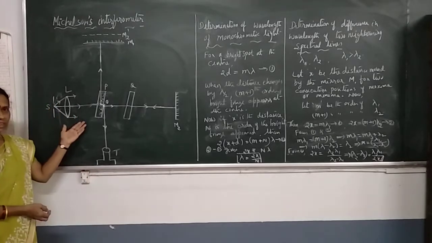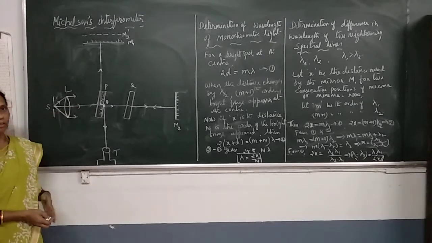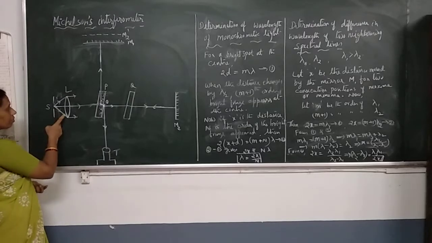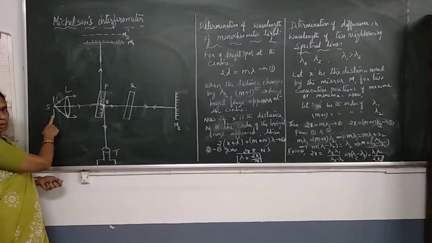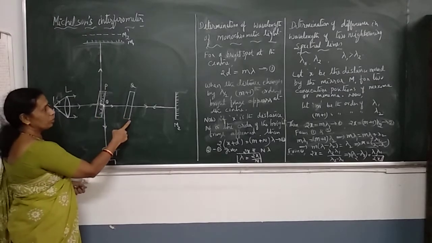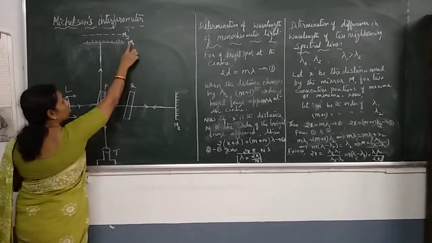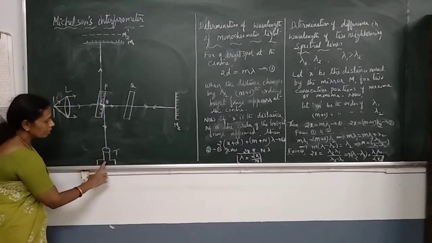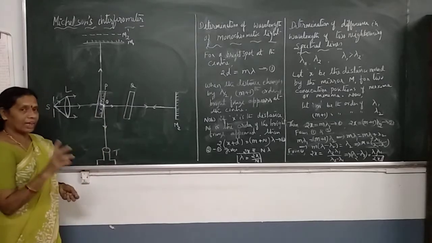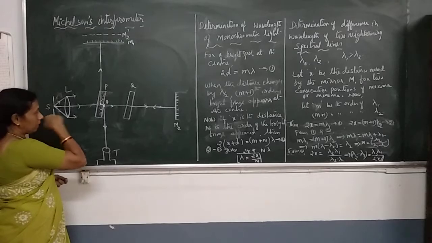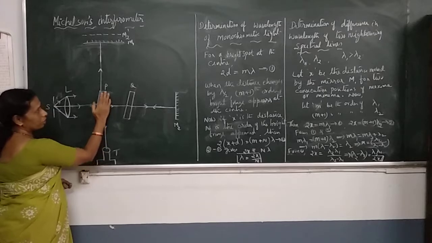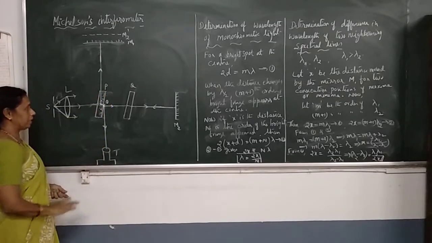And this is the diagram of Michelson's interferometer. The Michelson's interferometer consists of a slit illuminated by a monochromatic source of light, a convex lens, two glass plates P and Q, and two plane mirrors M1 and M2. T is the telescope. The plates P and Q are identical plates, whereas the plate P is half silvered. The back portion of the plate P is silvered, so it is the half silvered plate.